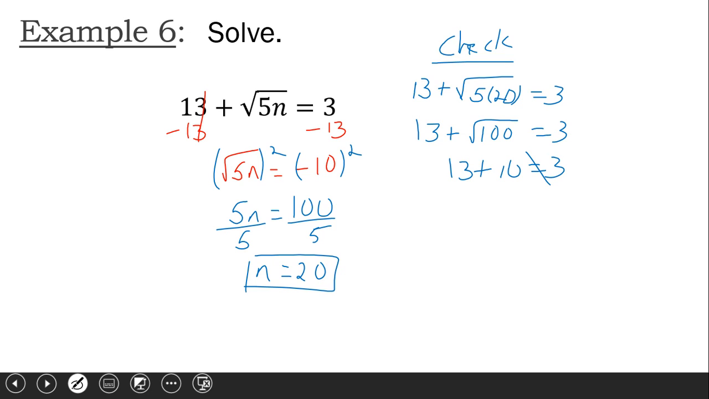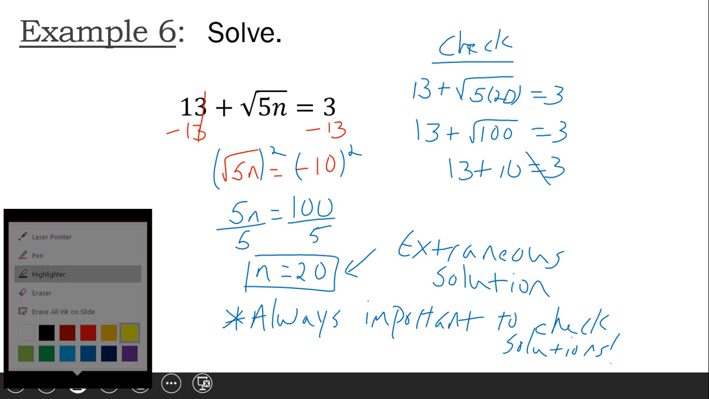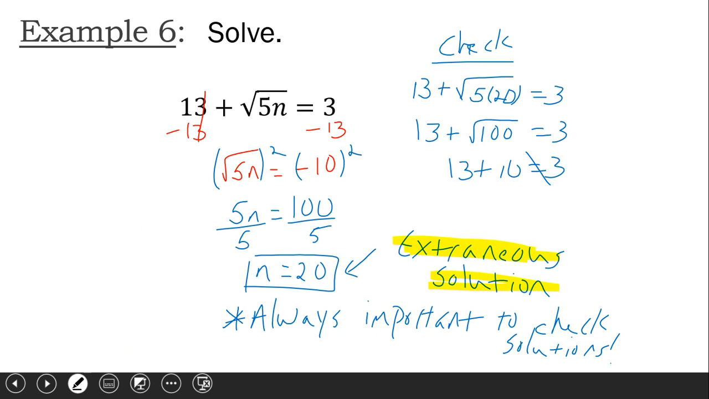No. So what we have here is what's called an extraneous solution. Okay? Because it doesn't end up working. So that's why it's always important to check your answers here. Okay, and what that vocabulary is called is an extraneous solution.